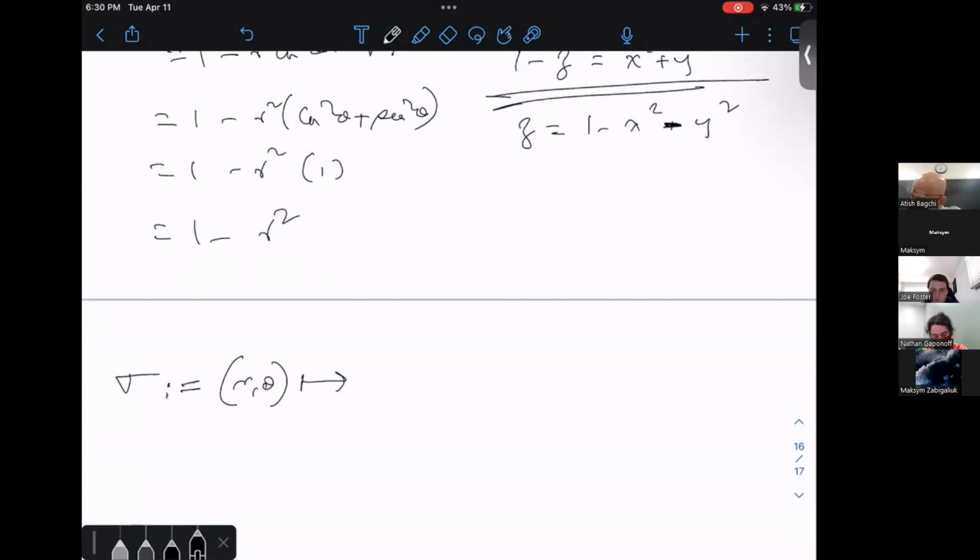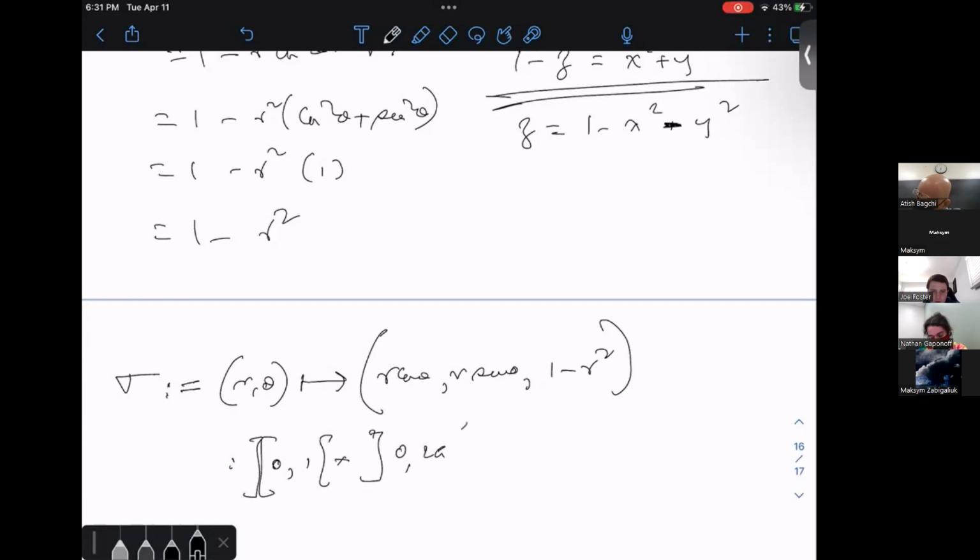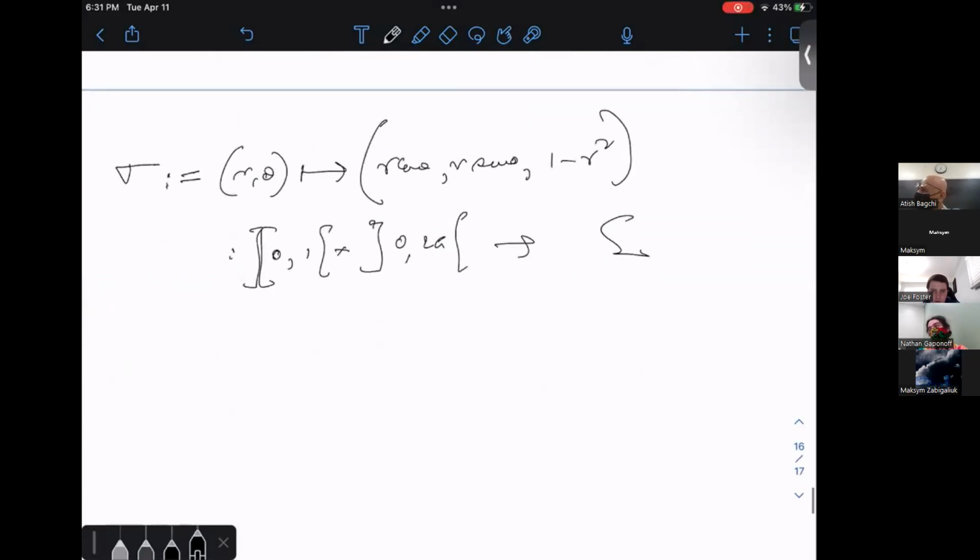So sigma is equal to (r cosine theta, r sine theta, 1 minus r squared), where r goes from 0 to 1 and theta goes from 0 to 2 pi. Okay? So now we have to calculate lots of things.